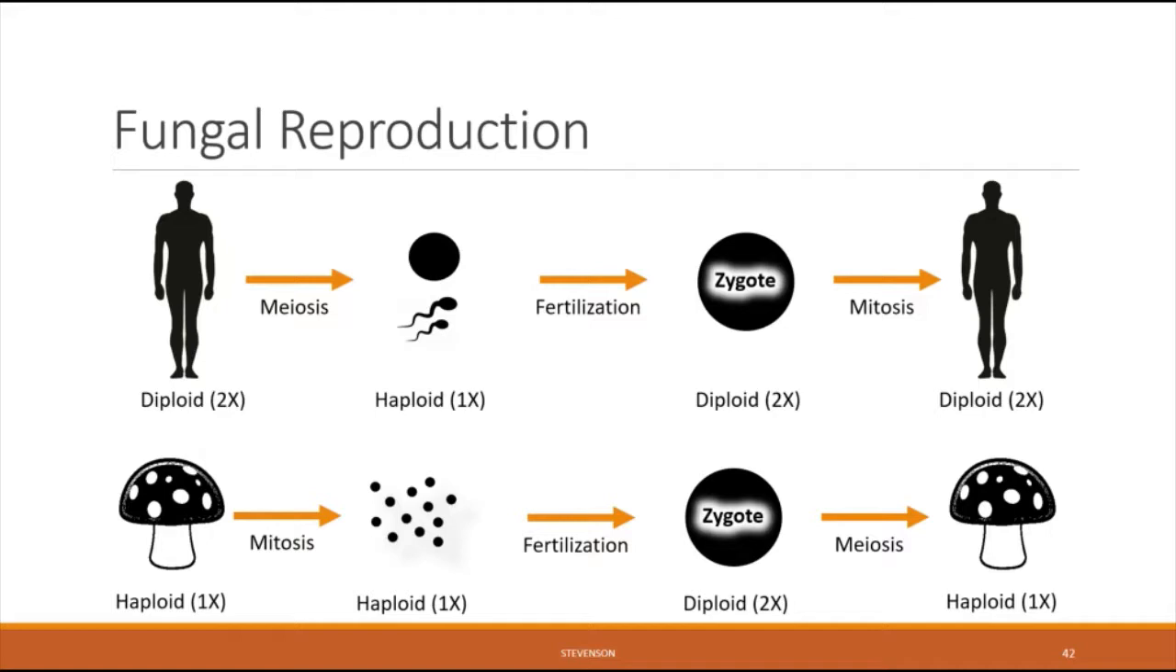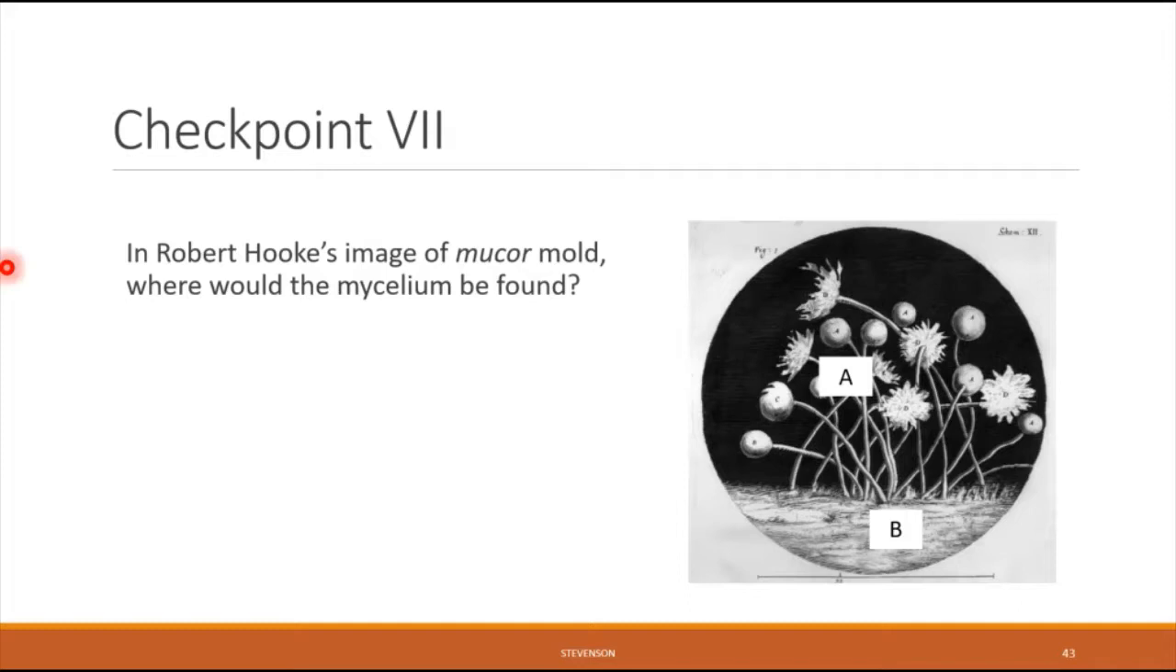So hopefully you guys remember my story about Robert Hooke back in our first unit. He was the microscope guy, and he drew, among other things, this image right here of a type of mold called mucor. In this image here, where would we find the mycelium? Would we find it in the area that I've indicated as A or in the area that I've indicated as B?